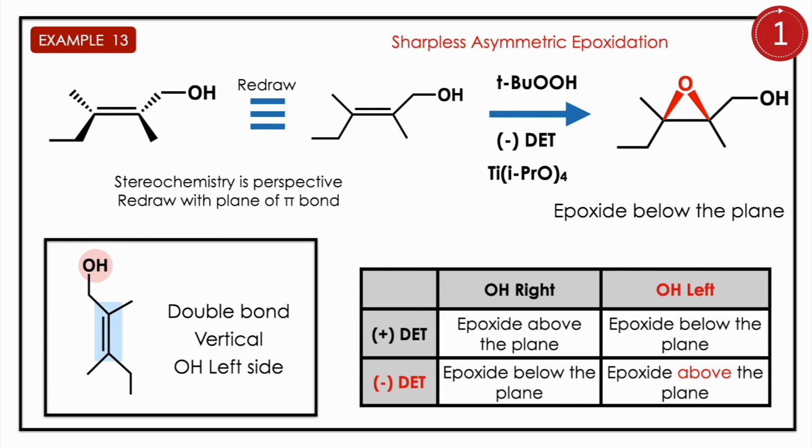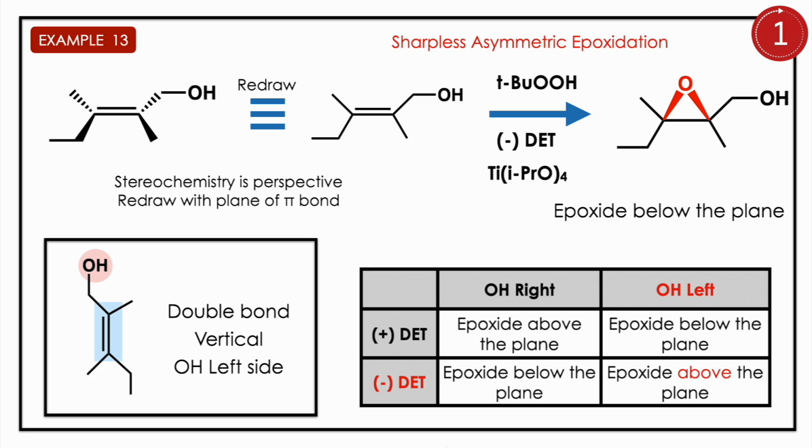The starting material is twisted, so we draw a simple geometry, avoid the stereochemistry, look from different perspective, redraw the plane of the double bond, clearly see allylic alcohol. You are using minus DET, so chances of asymmetric epoxidation. So first step will be finding the position of OH.